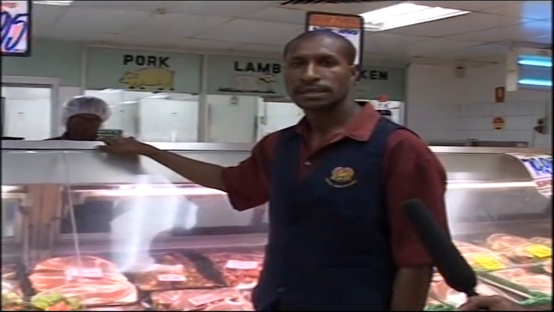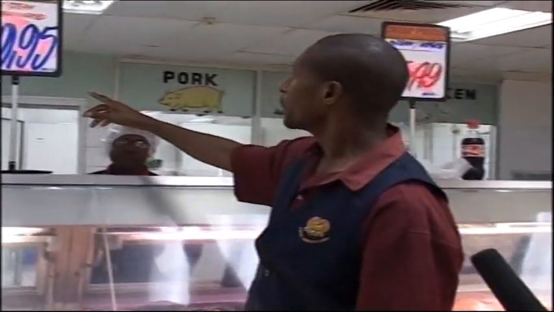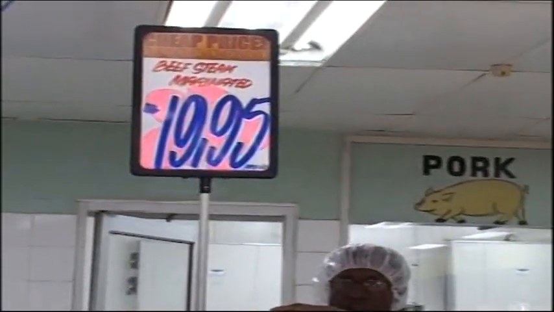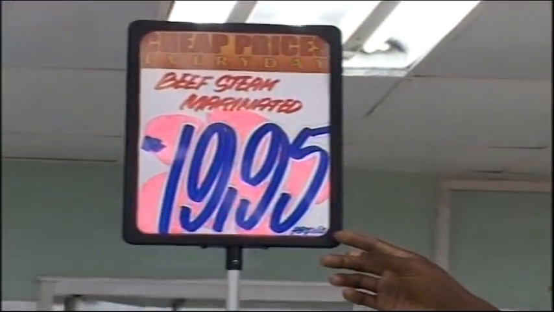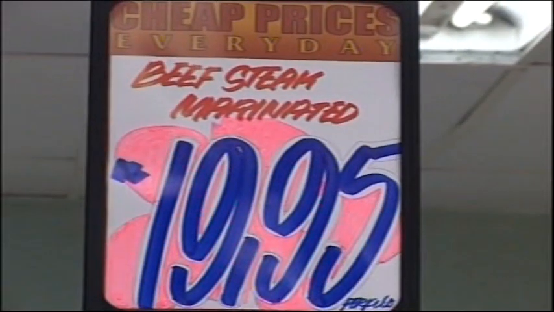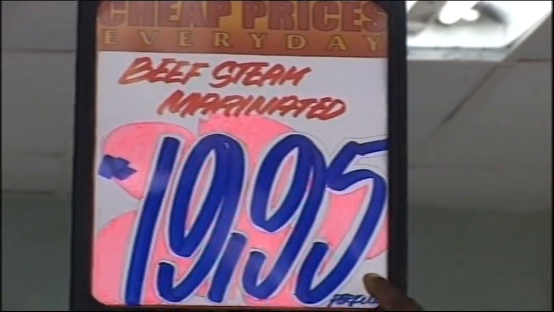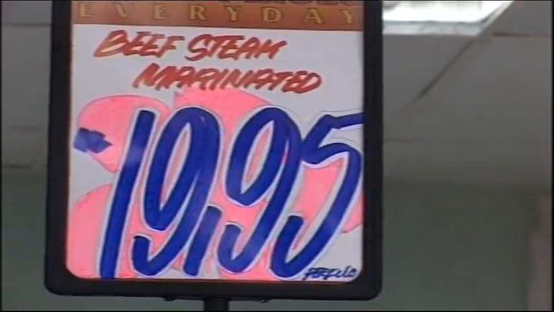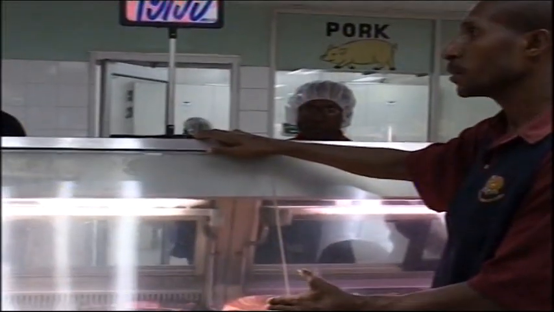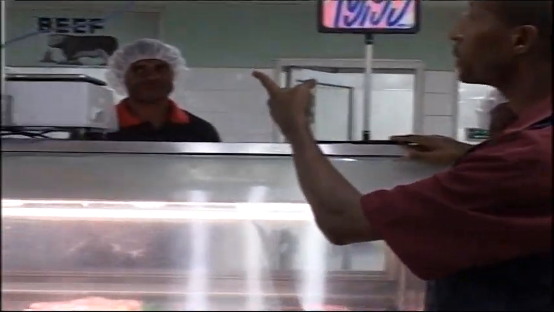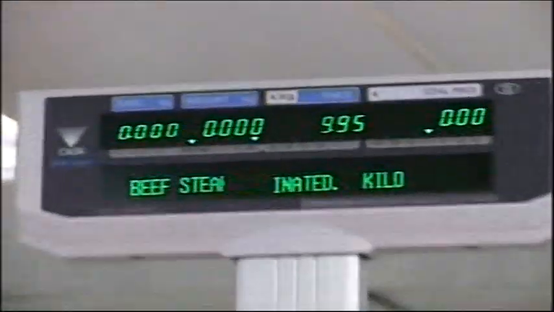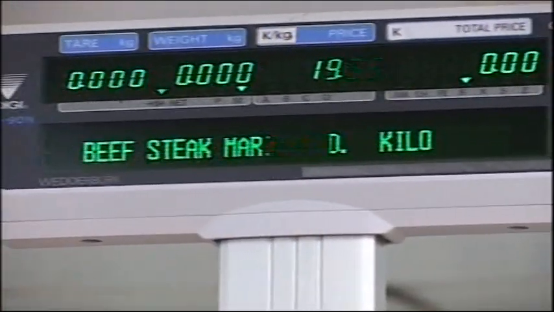Now we have another example. Here we have the marinated beef steak. The rate given here is fixed. In other words, every kilo costs 19 kina 95 toea, as you can see. Now, how much will it cost me to get 6 of the steaks? We will again use this weighing machine here to weigh the 6 steaks and at the same time give us the cost of the 6 steaks.